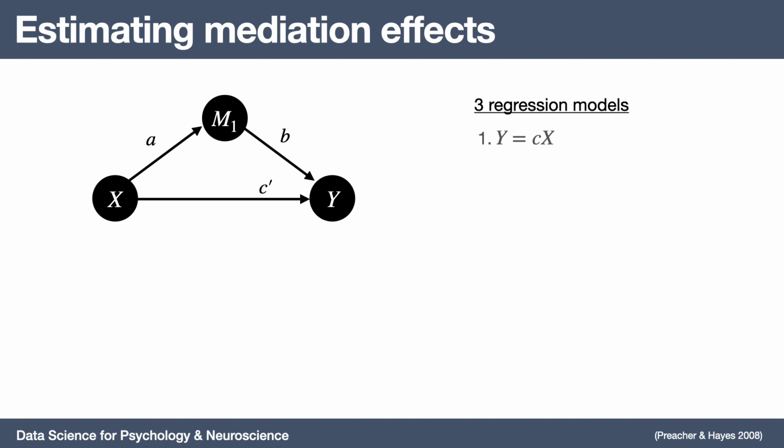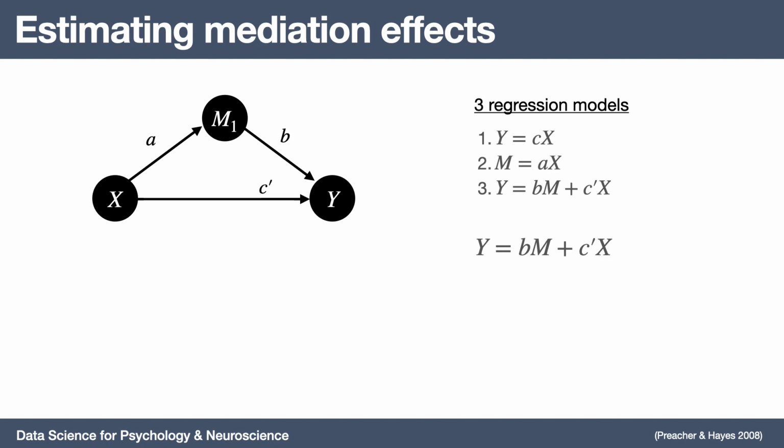First, I'll fit a regression model of X on Y, the C pathway itself. So this is the total effect. Next, I'll run a regression model where M is the output and X is the input. That gives me my A pathway. And then third, I'm going to run a regression model on Y, where I include main effects for the mediator, which gives me my B pathway, and X, which gives me my C prime pathway. These three models give me my entire mediating pathway effect. Models number 2 and 3 are the primary ones for estimating indirect effects.